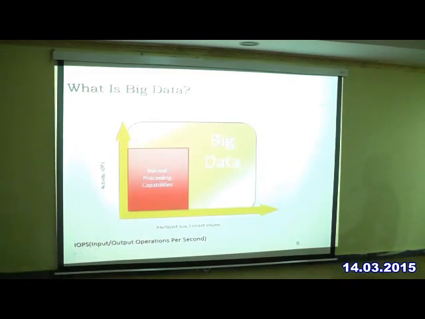So whatever we have been discussing so far, to put it in a pictorial manner, I would say both on X and Y axis, the box that is highlighted in red color is the limitations, that is the processing abilities. But the size of the data and the response time, input output per second, using your existing capabilities, both in x-axis and y-axis, if it exceeds or surpasses the normal traditional systems' capabilities, then we'll call that particular data big data.